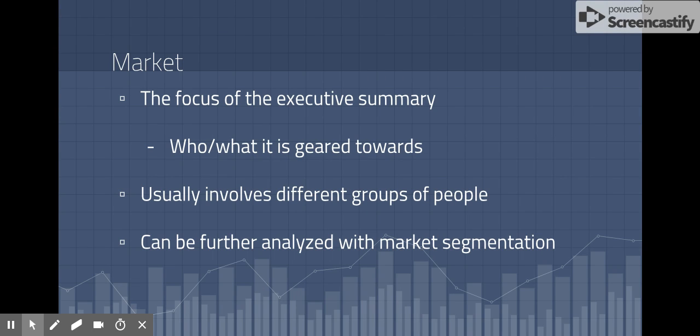Next, we have the market. The market is the true focus of the executive summary. It is who or what the market is targeted to, and who ultimately the company's main group of people is. And it usually involves different groups of people who would most likely be interested in the product or service offered by the company. This group of people can be further studied and analyzed using a principle of marketing known as market segmentation, which is basically further breaking down the target market into various groups to better market the products and services offered by the company.